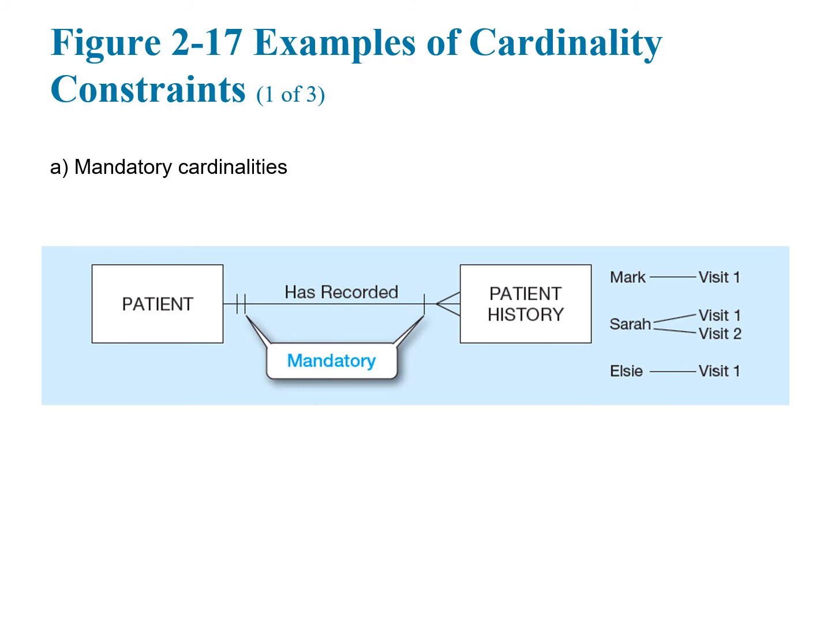Figure 2-17, example of cardinality constraint, mandatory cardinality. Patient has recorded patient history. These are mandatory. So Mark visit first, and Sarah visit first and visit second, and then visit first time.